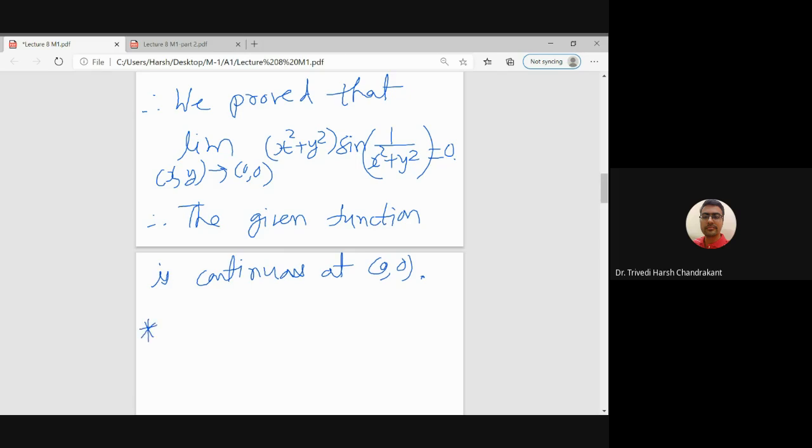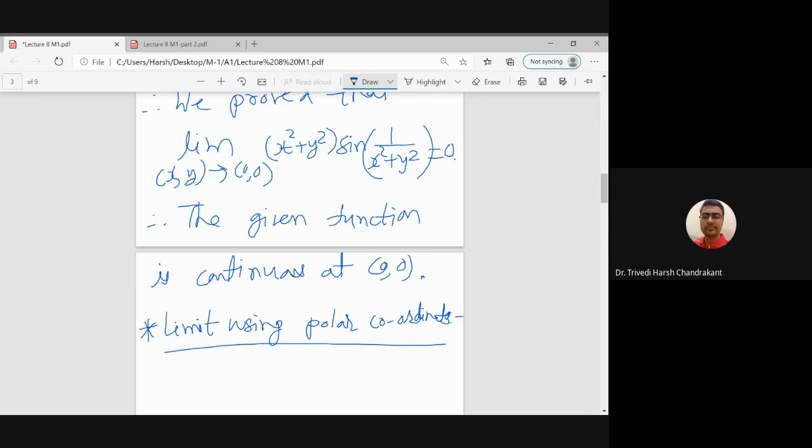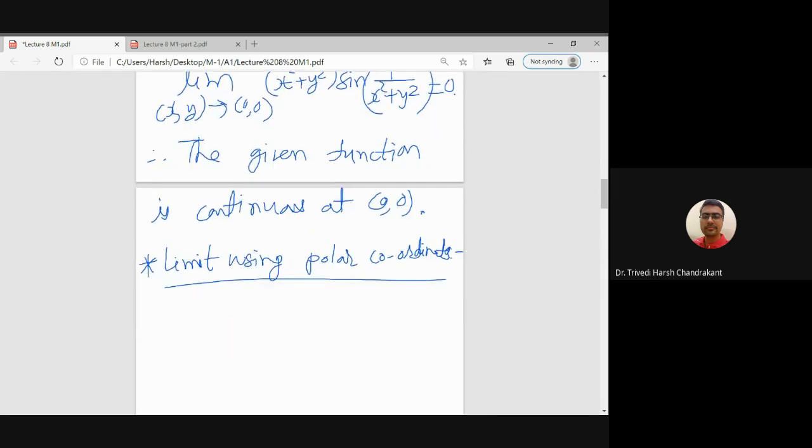The next method is we will check the limit using polar coordinates. So for a two variable function, we have discussed so far two methods which we shall essentially use, that is the sequential approach as well as the epsilon delta approach. But for a two variable function, we have a third way to find the limit, that is polar coordinates.